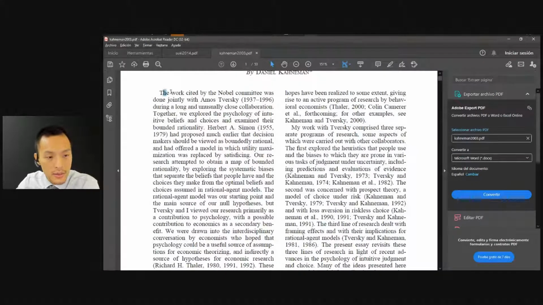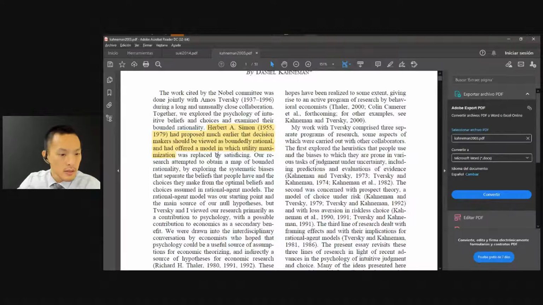So then you go, well, this work is cited by the Nobel Committee, blah blah blah. I did it with this guy Amos Tversky, who sadly died before the Nobel Prize was announced. Blah blah blah. Doesn't matter too much. But then he said, Herbert Simon had proposed much earlier that the decision maker should be viewed as boundedly rational, right? So let me highlight that.